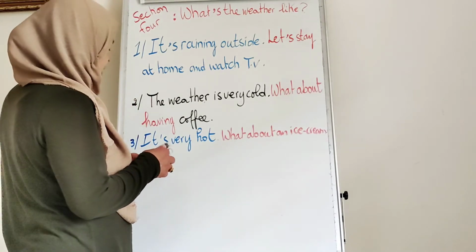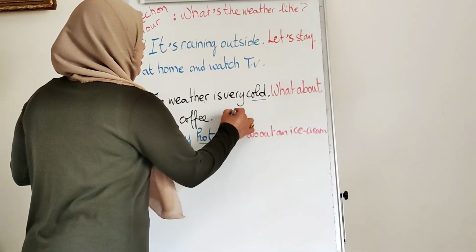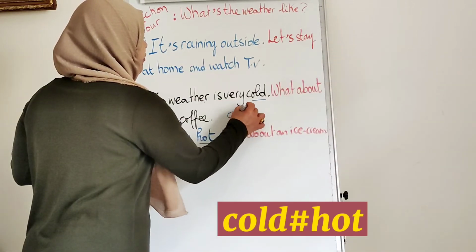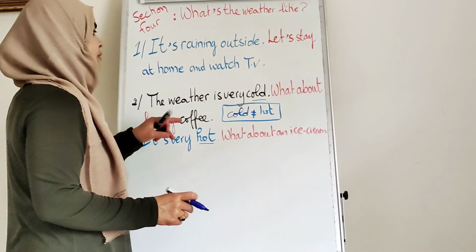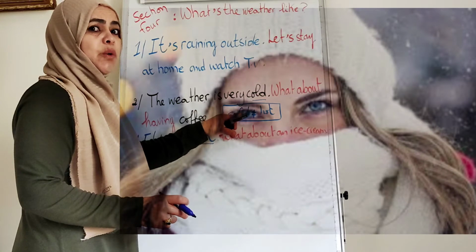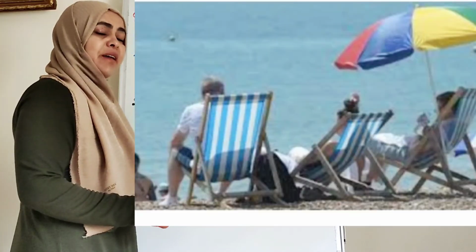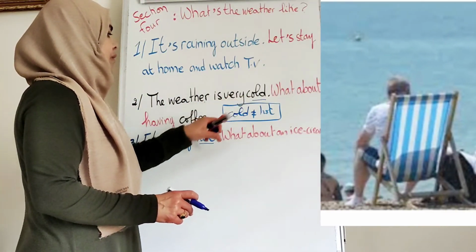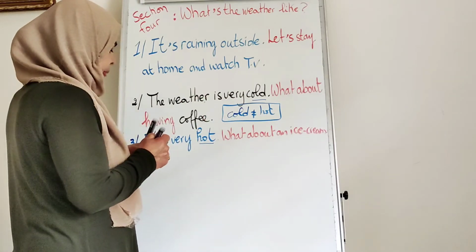Okay, first let's see cold and hot. Cold is the opposite of hot. In winter, the weather is cold. In summer, the weather is hot. Cold, hot.